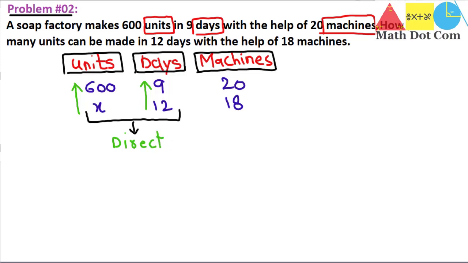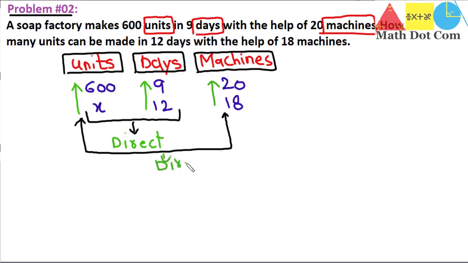Now we have to compare this unknown quantity with the other known one, the machines: units with the machines. Now according to the given condition, if the machines are decreased from 20 to 18, what will be the impact on the units? It's obvious, if the machines are decreased, fewer units can be made in the given time. So the relationship between them is also direct. So the arrow will be again in the same direction. So all the three quantities have direct relationship with each other.